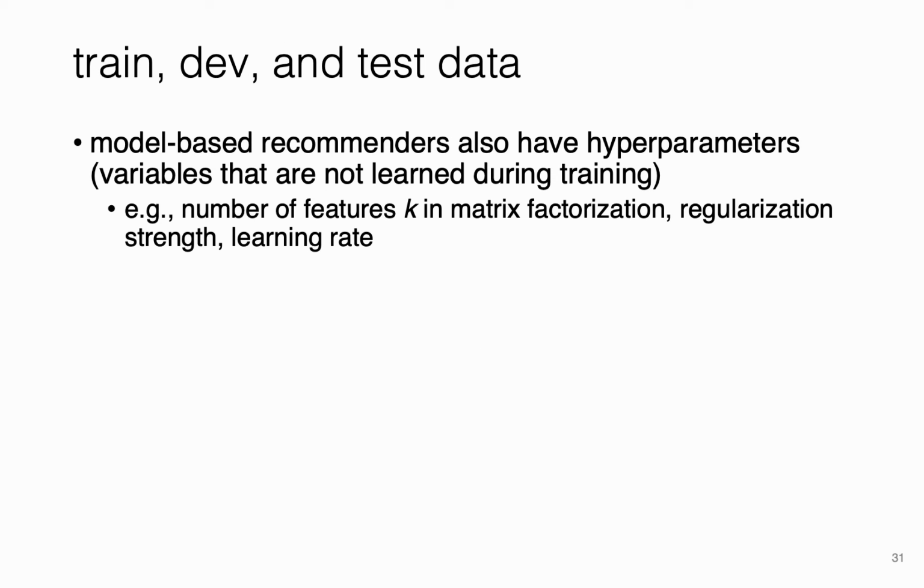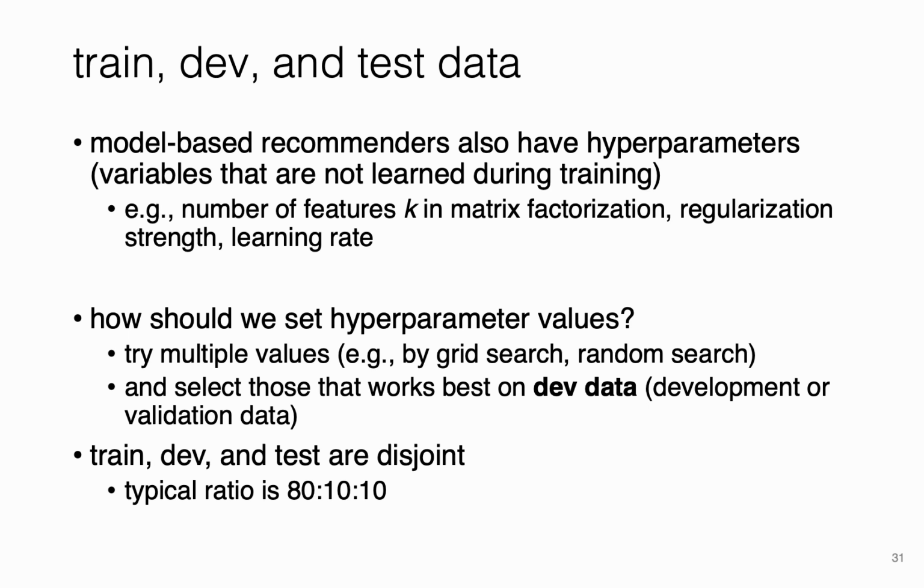One last thing to discuss about evaluation concerns the model-based approaches, which typically have a number of hyperparameters, variables that control the training process but are not learned during training. For example, in matrix factorization, the number of latent features k is such a hyperparameter. The question is how to set the values of the hyperparameters for the training. Well, the idea is to try out multiple values and select those that work best.